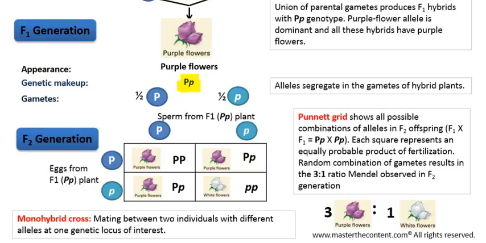And as you can see, the phenotypic ratio is 3:1. So for every 3 purple flowers, we had 1 white flower. The genotypic ratio is slightly different because we have 1 homozygous dominant genotype, we have 2 heterozygous genotypes, these 2 right here, and we have 1 homozygous recessive genotype. So the ratio genotypically is 1:2:1. 1 homozygous dominant, 2 heterozygous, and 1 homozygous recessive.